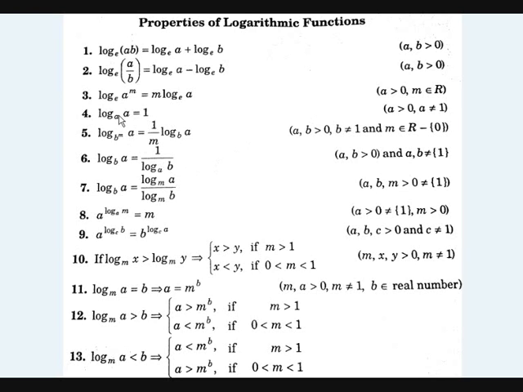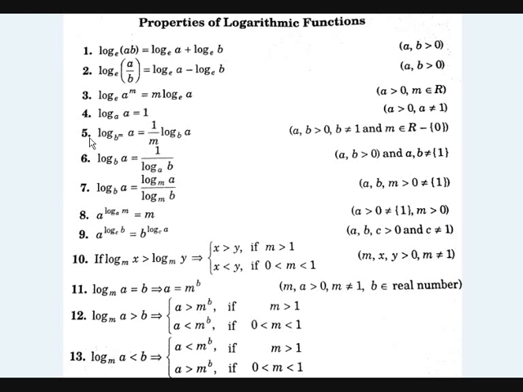Now the fourth property. The fourth property is that if there is a logarithm in the form log A base A, then the value of that will be 1. Here the conditions, as always, A should be greater than 0 and the base is a variable, so A not equal to 1.